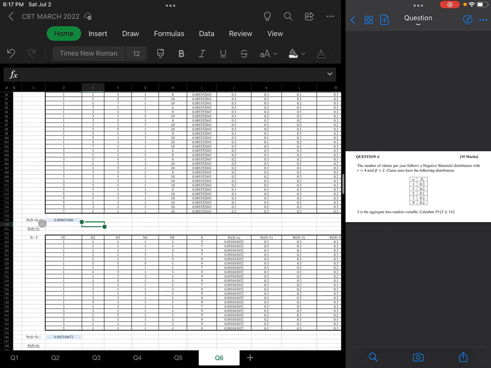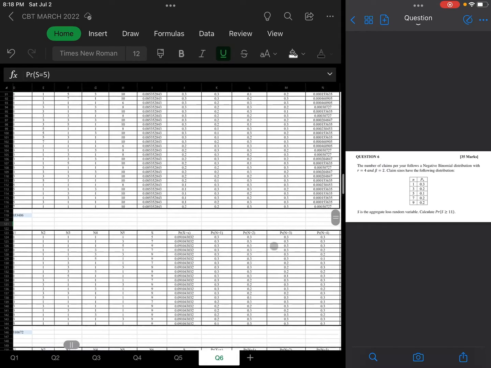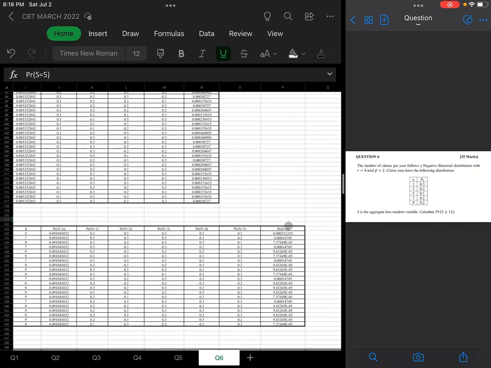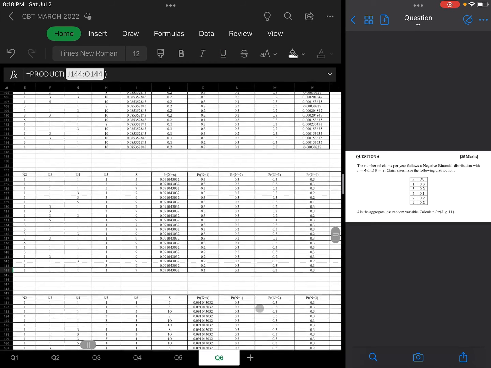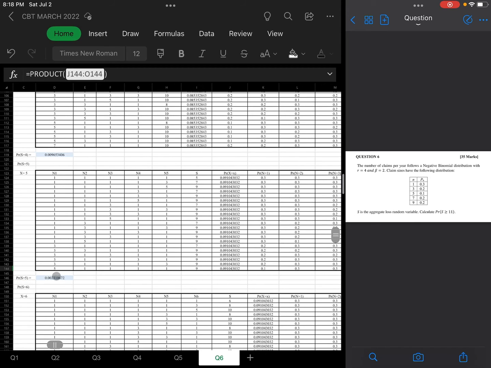Same way we will find the probability of S equals 5 from n1, n2, n3, n4 and n5. And we will make sure that S is not greater than or equal to 11. So we will compute the probability of S equals s for all of these rows here. And then we find probability of S equals 5 will be 0.00231067, which is the summation of P124 to P144.